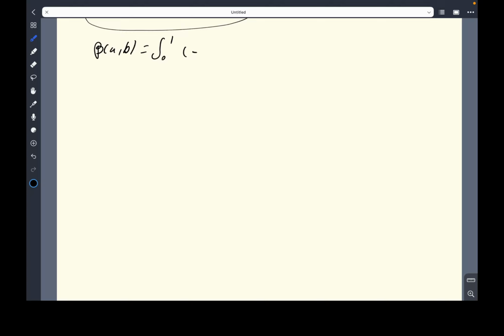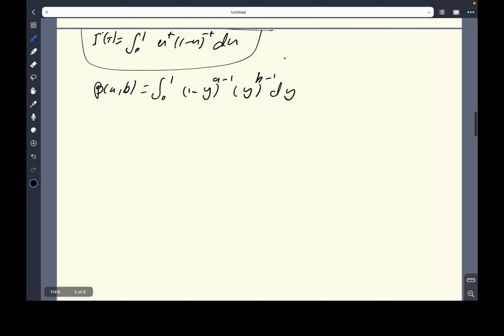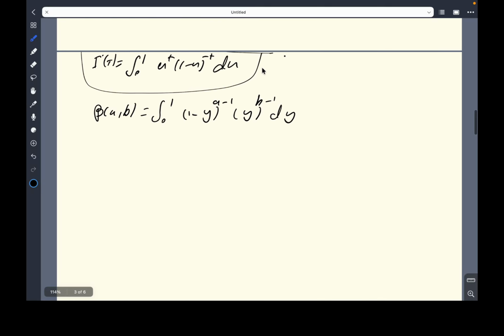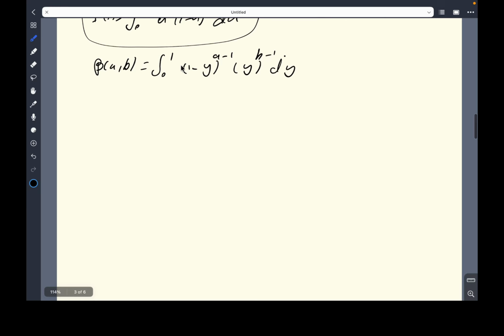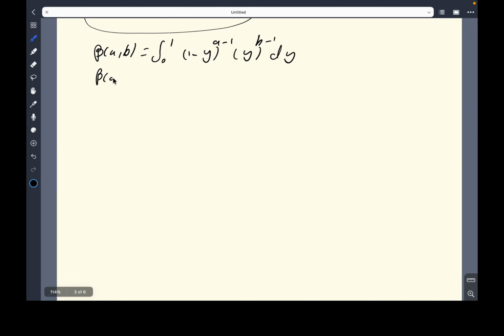from 0 to 1 of y to the power a minus 1 times 1 minus y to the power b minus 1 dy. The powers are not our concern here, just the bases. The bases match exactly the form that we want. So I'm just going to recall one more thing: the beta function is also defined as the gamma function of a multiplied by gamma of b divided by gamma of a plus b.